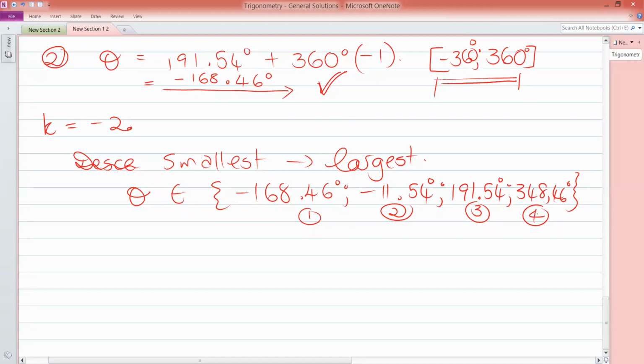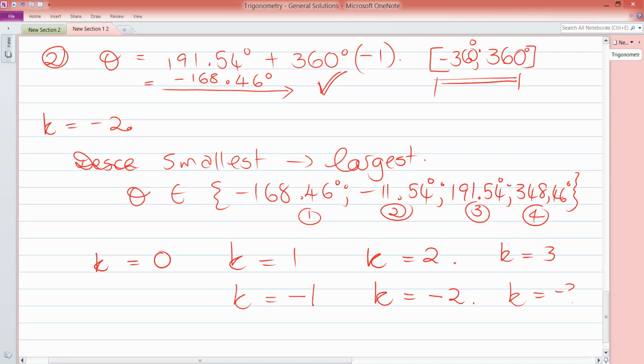So you're always going to test them. The easiest one to test is to start off with k equal to 0. Then you test k equals 1, then k equals 2. Check to see if all the values you get are within whatever range they give you. Once you hit a dead end with the positive integers, you then try k equals -1, then k equals -2. Sometimes you can even go up to k equals 3 and k equals -3. It just depends on you checking to see if your answers fall within that particular range.